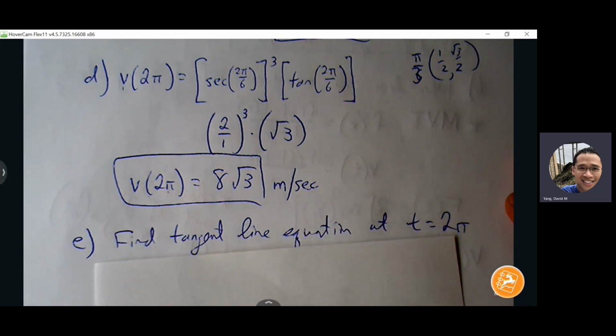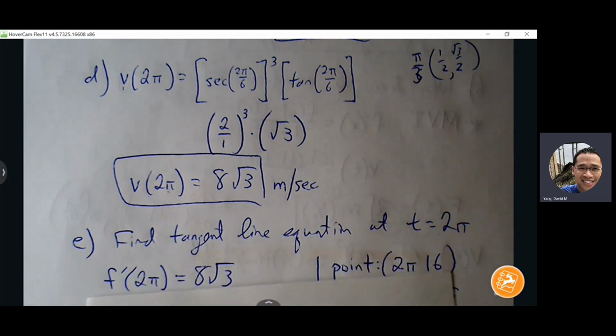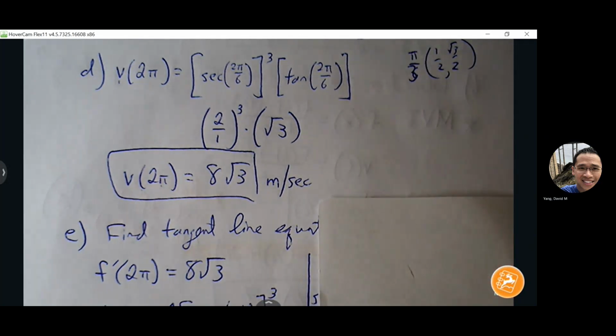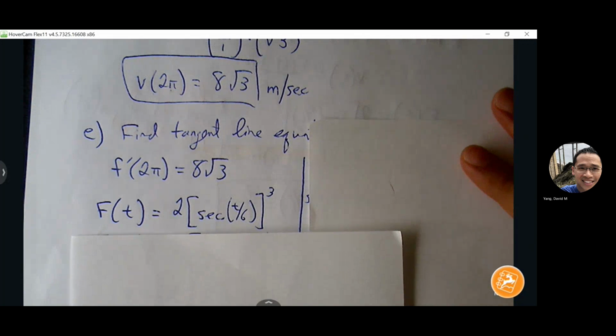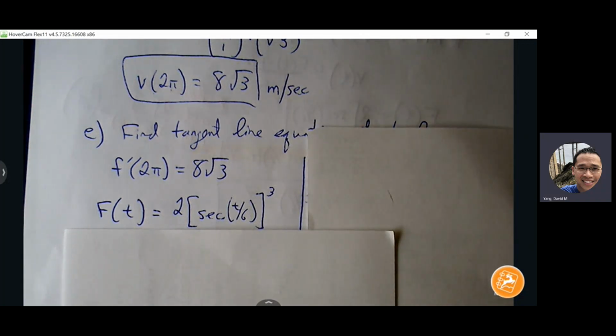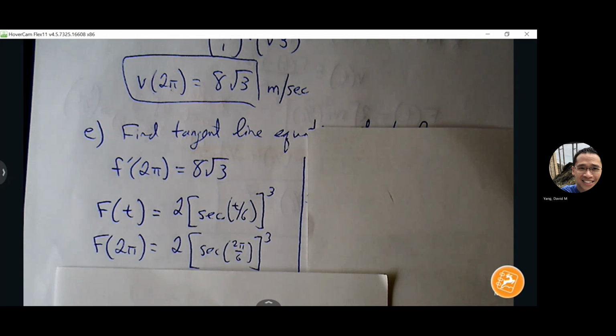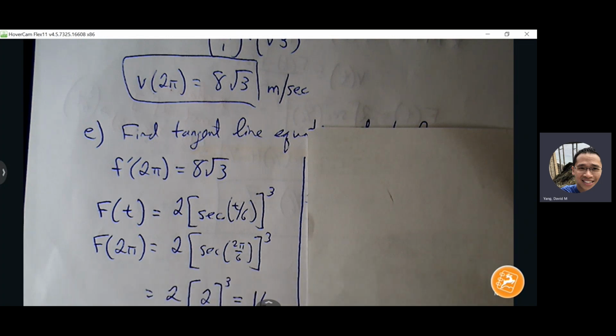So put 2 pi back into your original equation. So my original equation is 2 brackets secant t over 6 cubed. Replace t with 2 pi. And then just evaluate slowly. So secant of 2 pi over 6, same thing as secant of pi over 3. We know secant is related to cosine. Cosine of pi over 3 is 1/2. Flip that around, I get 2. 2 cubed is 8. 8 times 2 is 16.